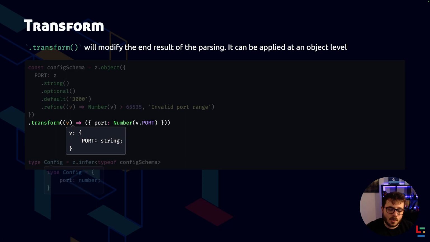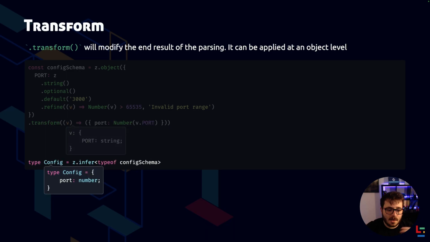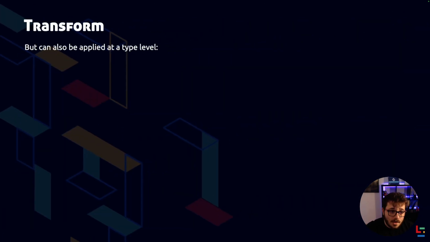Here in the transformation, we are doing two things. We are transforming this into a lowercase string, so port as lowercase, and then a number, which is the port number, right? And then in the end, when we infer, it's a bit different from the string that we had before, and it's also lowercase, right? The transforms can also be applied on a type level.